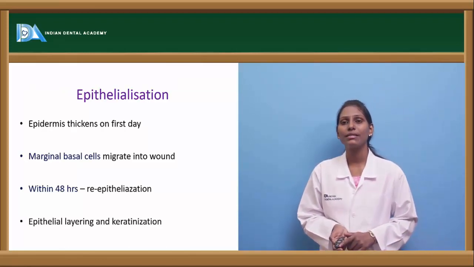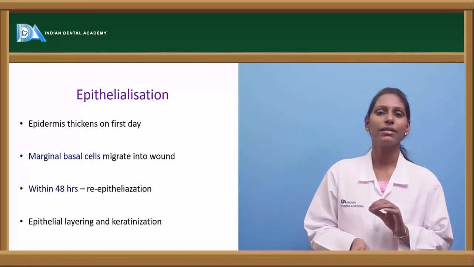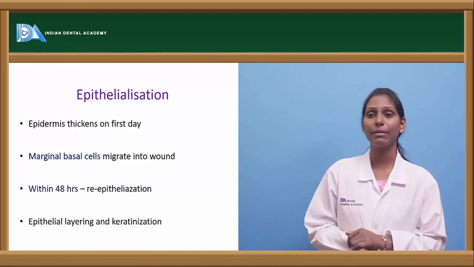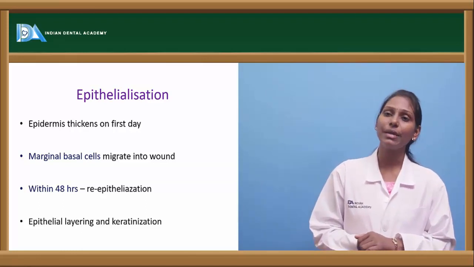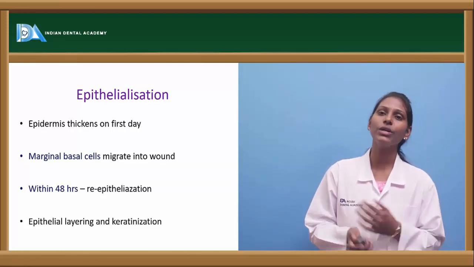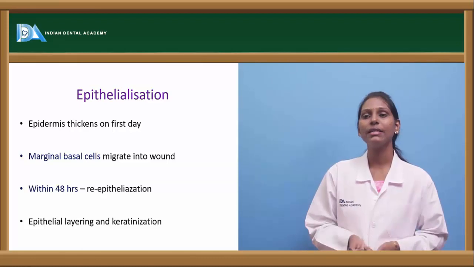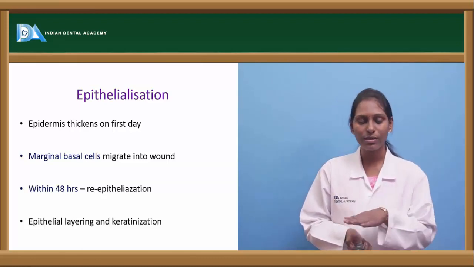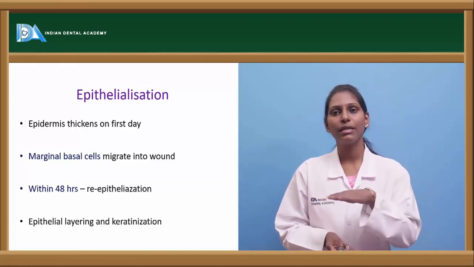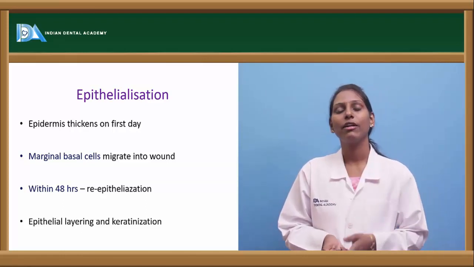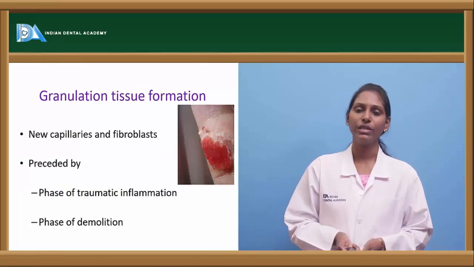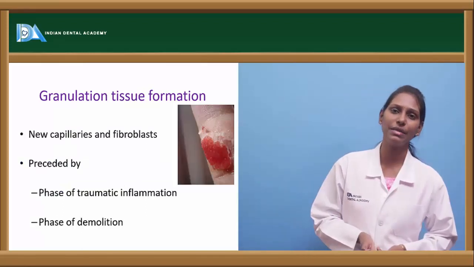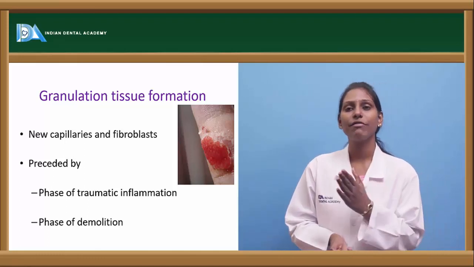Now coming to epithelialization, usually the epidermis thickens on the first day itself. Within 48 hours, there will be re-epithelialization seen. The marginal basal cells migrate into the wound and start proliferating, resulting in re-epithelialization. There will be formation of epithelial layering. Once the basal layer is formed, epithelial layering can be seen and there will be keratinization at the end of the epithelialization phase. In granulation tissue formation, new capillaries and fibroblasts are formed.